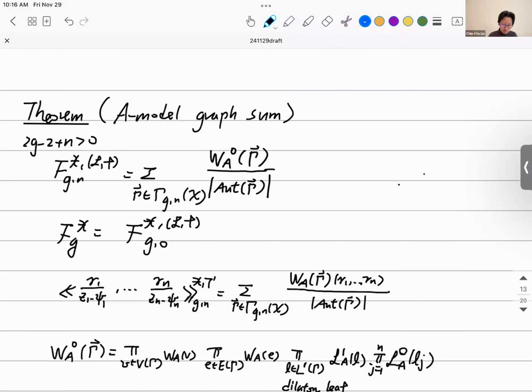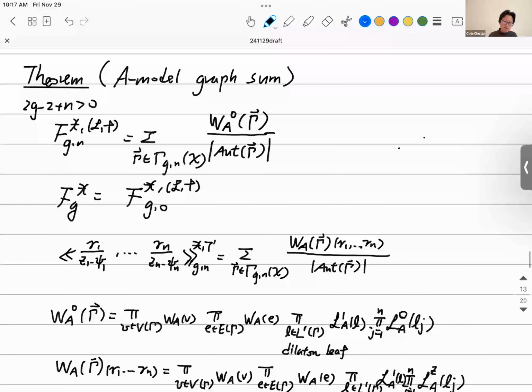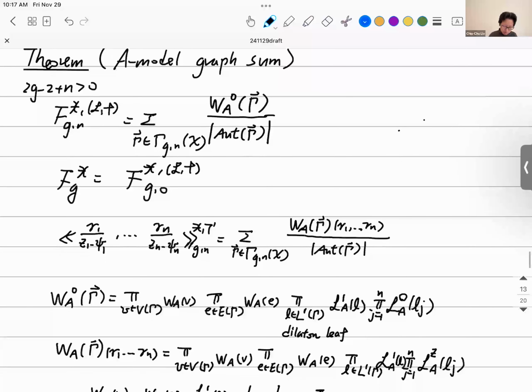So it turns out that these open Gromov-Witten invariants can be written as a sum over graphs. And also, when g is greater than 1, the closed Gromov-Witten invariants. So to unify the notation, we can say g0, because this just means there's no boundary, so your boundary cannot go to the left.